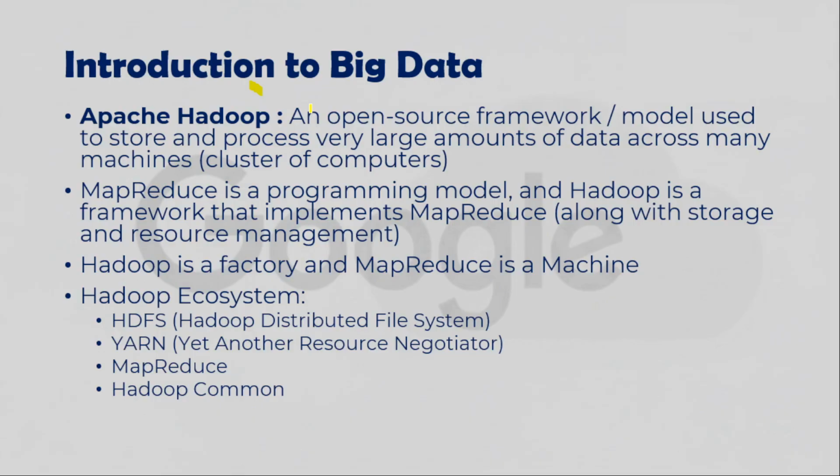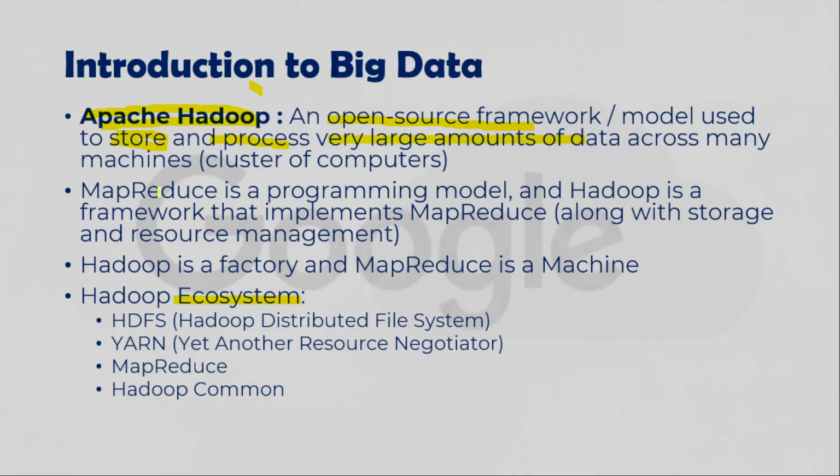In the previous session, we understood what a map reduce is and how the map, shuffle and reduce works. Now it's time to move one step ahead and understand what we mean by Apache Hadoop. Apache Hadoop is an open source framework, or you can call it an open source ecosystem. This is used to store and process very large amounts of data across many machines.